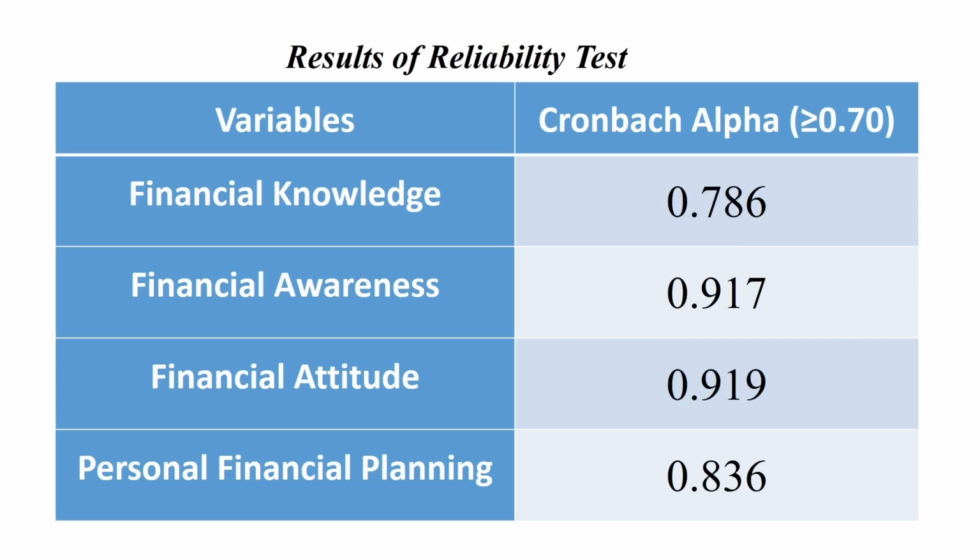As per the results of Cronbach alpha, all four variables have alpha values above the acceptance threshold of 0.70, confirming good internal consistency and reliability. Among the variables, financial attitude shows the highest reliability because it has the highest Cronbach alpha, which is 0.919, followed closely by financial awareness with alpha coefficient of 0.917, while personal financial planning and financial knowledge also show satisfactory reliability. Overall, the measurement scales are reliable and suitable for further statistical analysis.